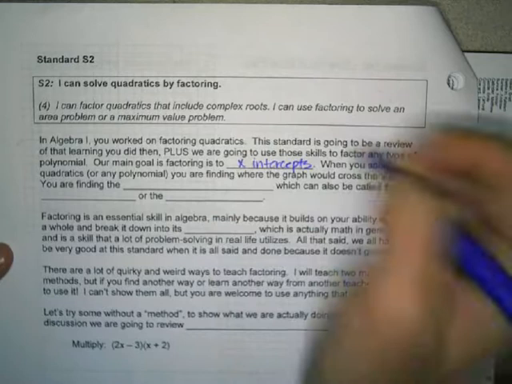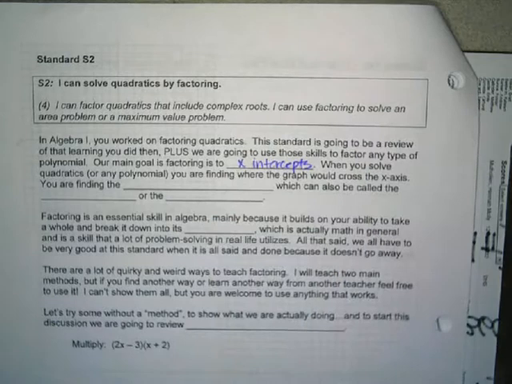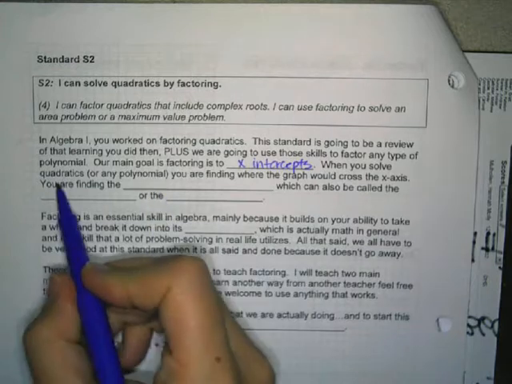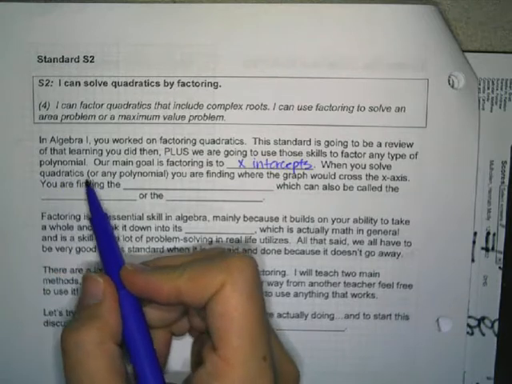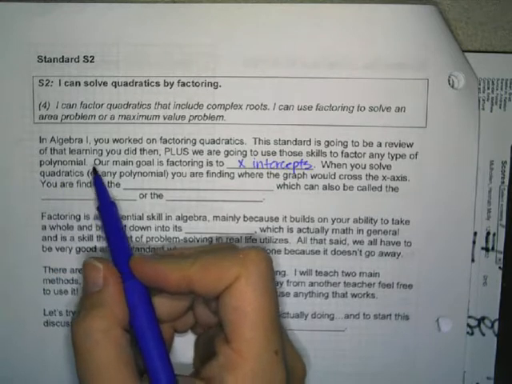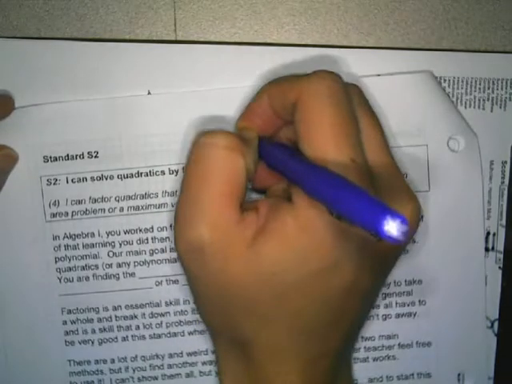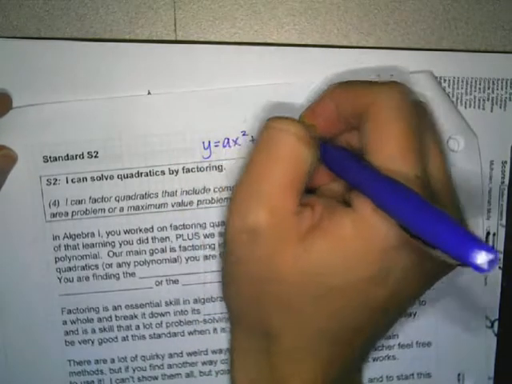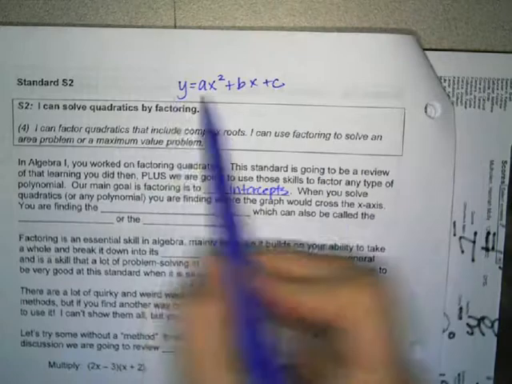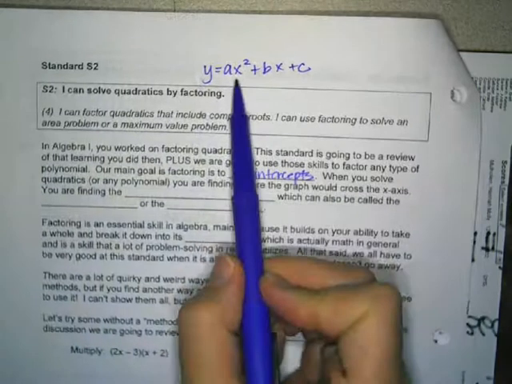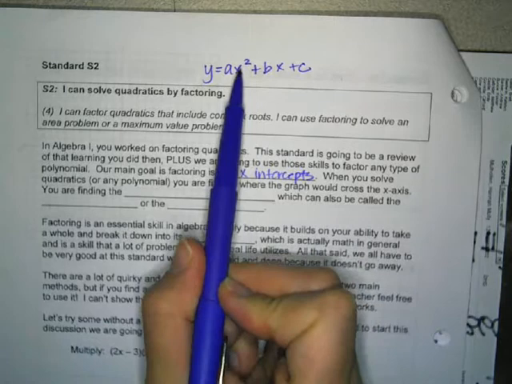So when we factor, we are looking to find the x-intercepts. When you solve quadratics or any polynomial, meaning many terms, so a quadratic has three, because we've been graphing quadratics, you can see that standard form has three terms. So a polynomial is anything where your x is being raised to a power.